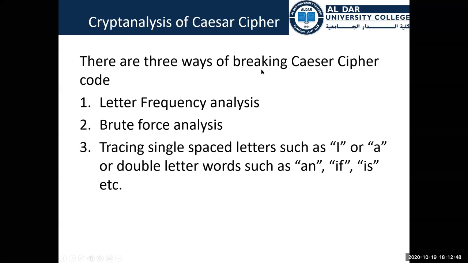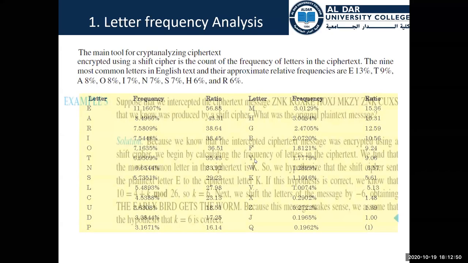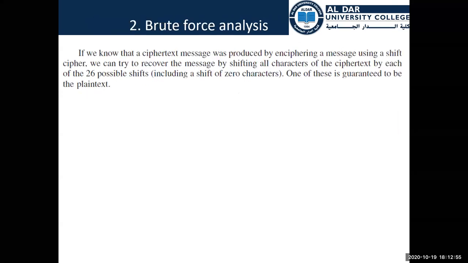I think the letter frequency is easy to understand. Brute force is just trying all possible keys: shift by one, shift by two, shift by three, until you shift by 26. Actually, shift by 26 doesn't make sense because it maps A to A, so it is not important. The important shifts are one until 25.